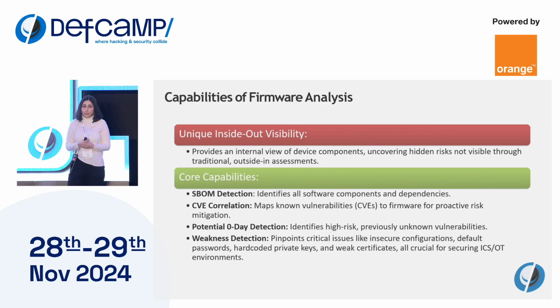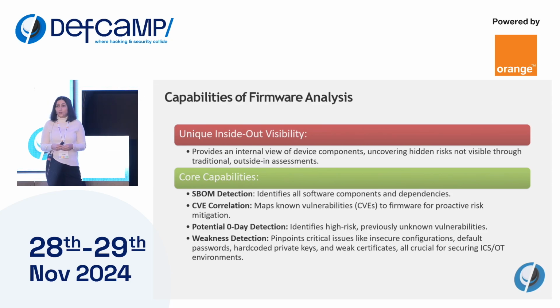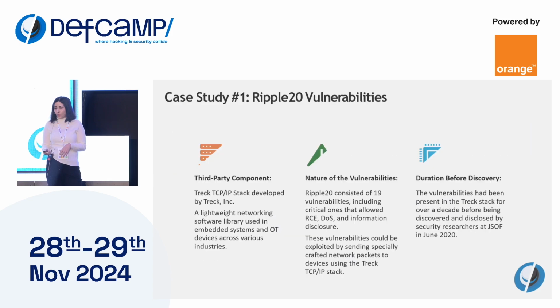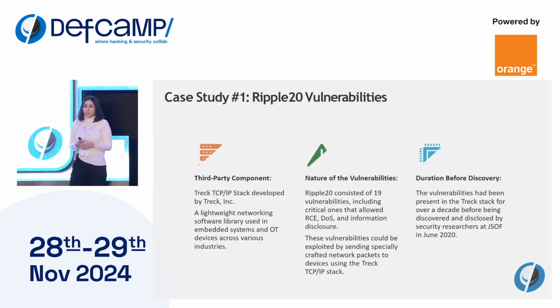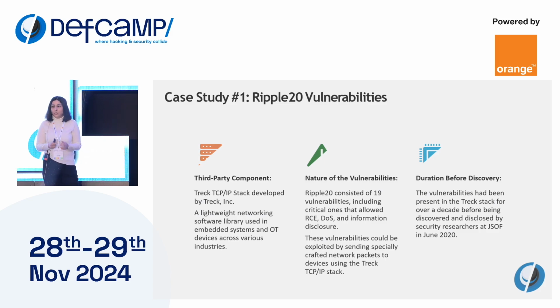And then weakness detection. Using firmware analysis, you can identify default components or configuration issues, even default passwords, keys, and things like that. First of all, I'm giving you a case study of the Ripple20 vulnerabilities. They are not new, of course. Ripple20 was identified in 2020. How many of you know about Ripple20?